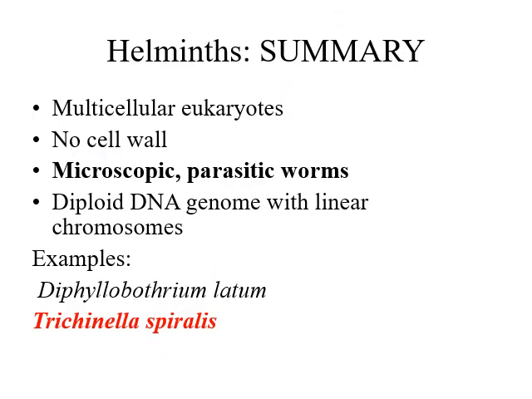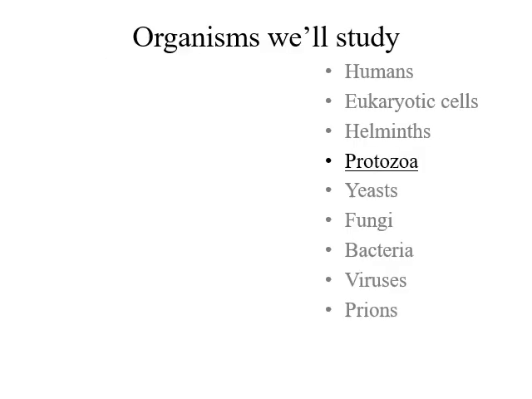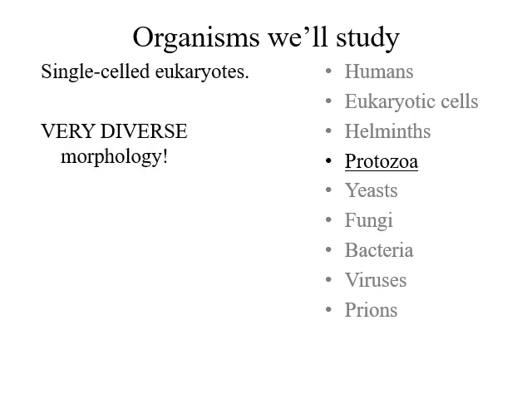Okay, so two examples of helminths: Diphyllobothrium latum and Trichinella spiralis. Let's look at some protozoa. So protozoa are single-celled eukaryotes, and they have a very diverse morphology. There are a lot of different types of them that are very strange by our standards. They are constructed in a very strange way by human standards and by the standards of modern organisms.